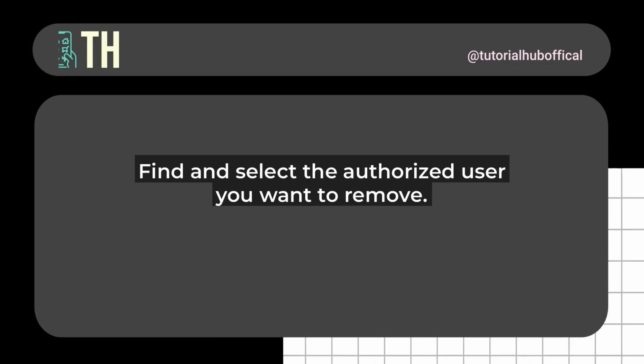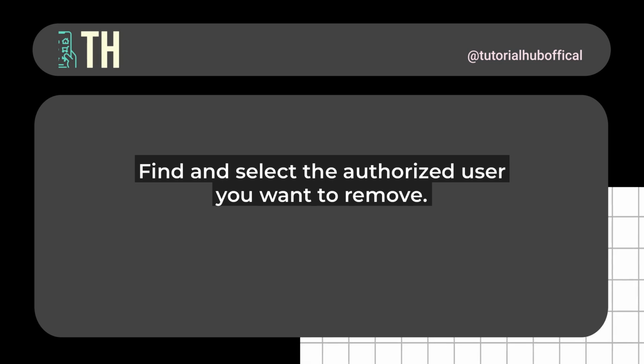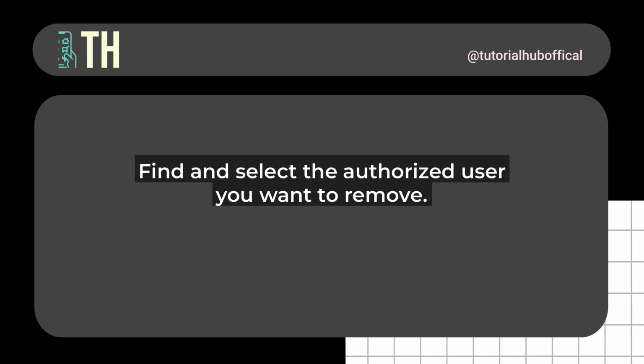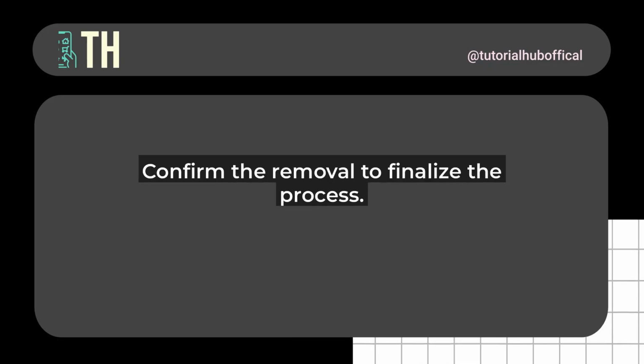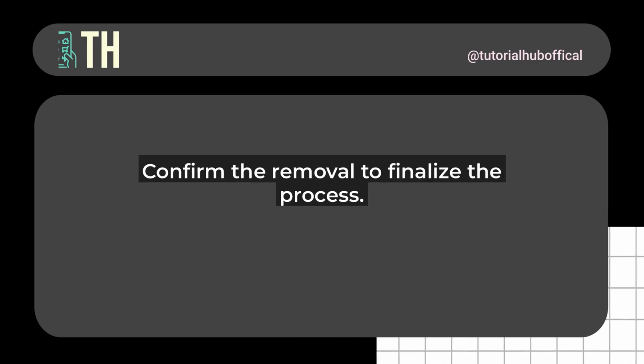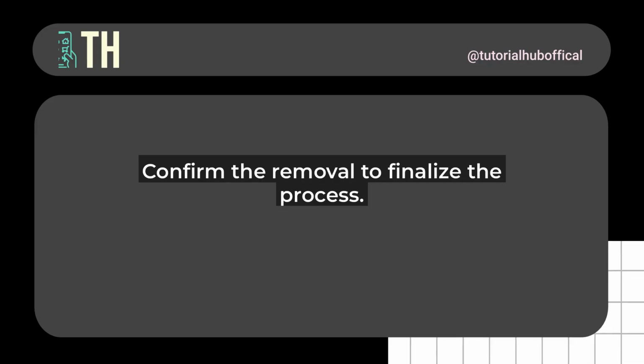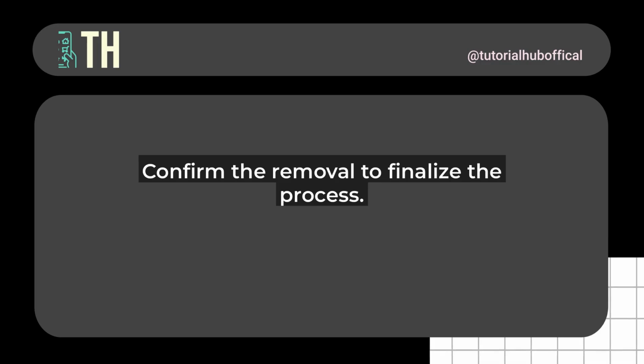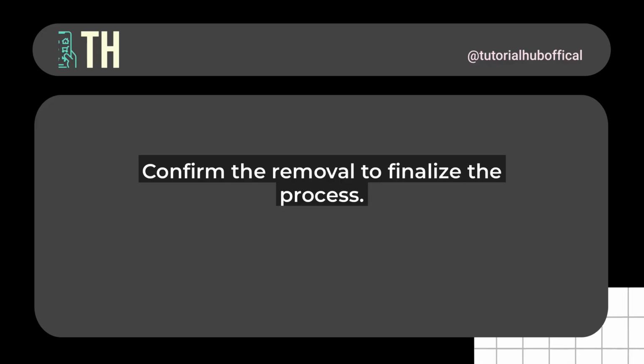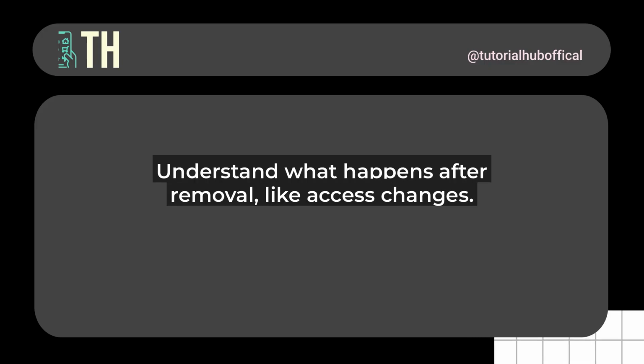Now, select the authorized user you want to remove. You'll see their name, possibly with details like their card number. Click on it and choose the Remove or Delete option. Before you confirm, double-check everything. American Express will likely prompt you for confirmation to prevent accidental removals. After confirming, the system will process the request. It might take a few minutes or up to 24 hours, depending on their policies.